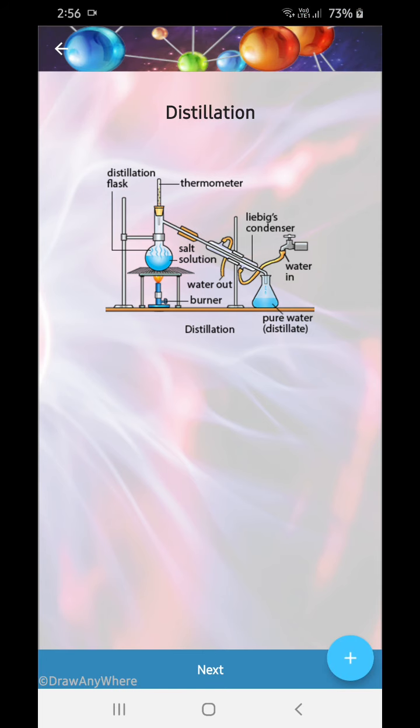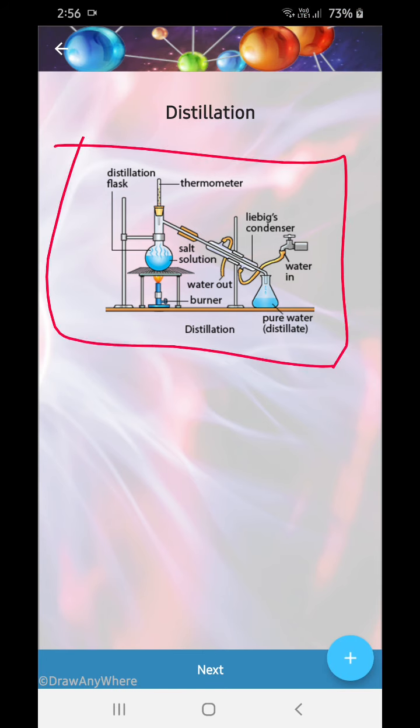Distillation, how does distillation occur? See now very, very carefully. Distillation removes all minerals in water, and only pure water is gained. And you must not drink pure water. That also I'll tell you why.